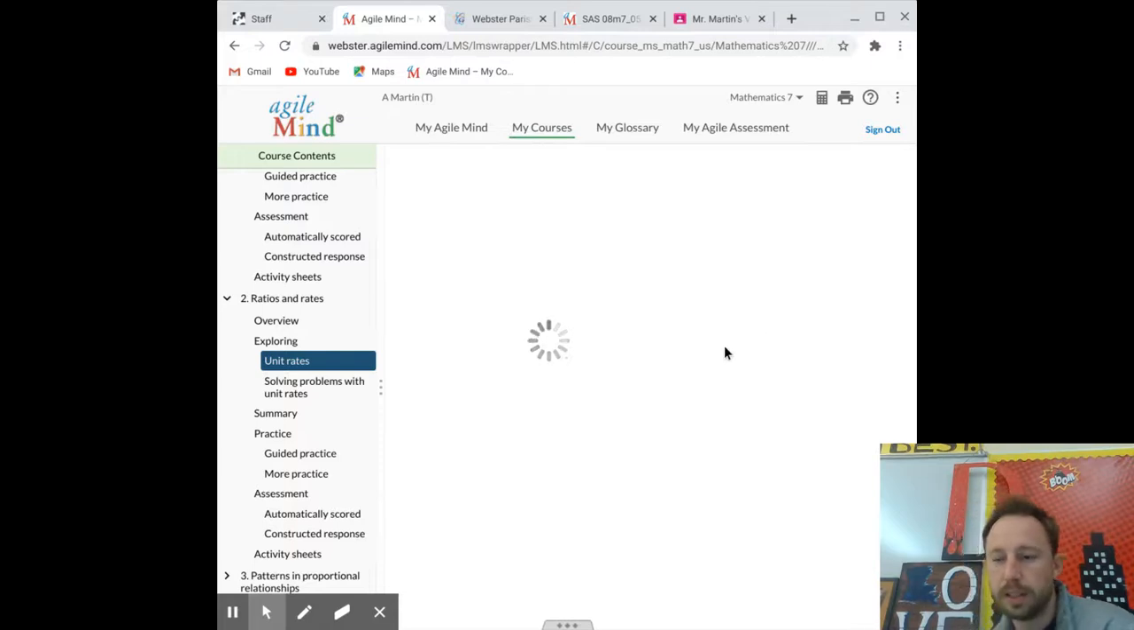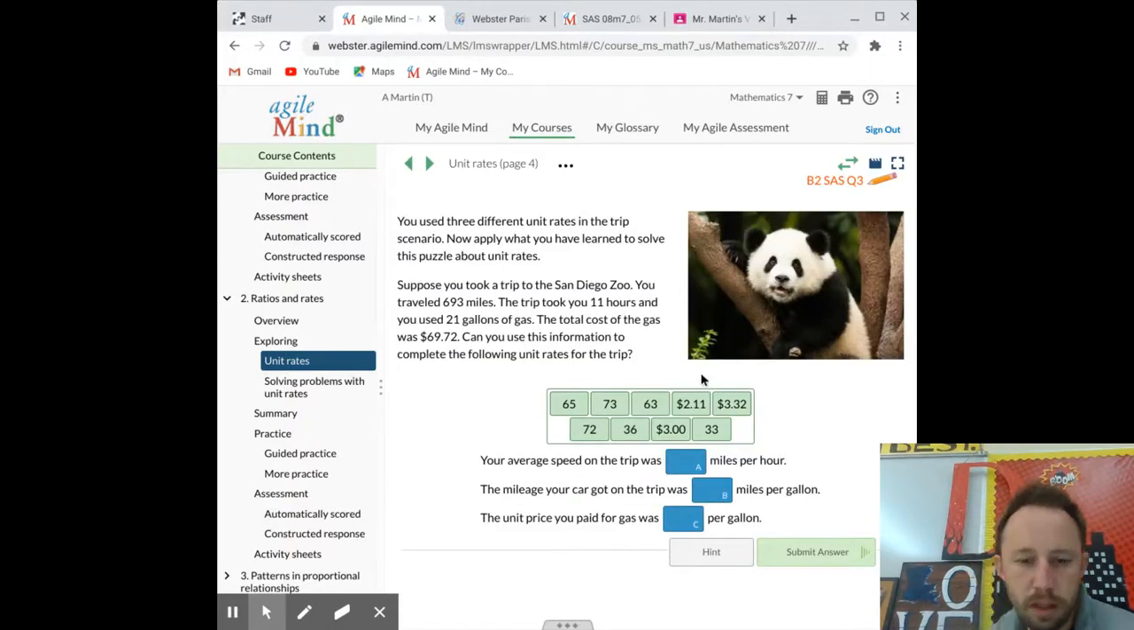All right, so looking at this, let's get Miss Kalia to read this for us. Kalia, will you read this, please, ma'am? Yes, you used 3 different unit rates in the trip scenario. Now apply what you have learned to solve this puzzle about unit rates. Suppose you took a trip to the San Diego Zoo. You traveled 693 miles. The trip took you 11 hours and you used 21 gallons of gas. The total cost of the gas was $69.72. Can you use this information to complete the following unit rates for the trip?